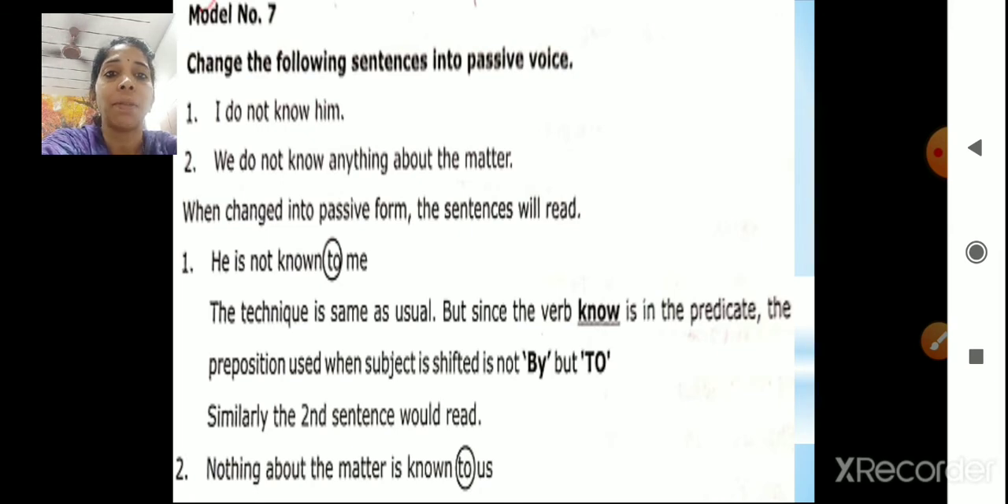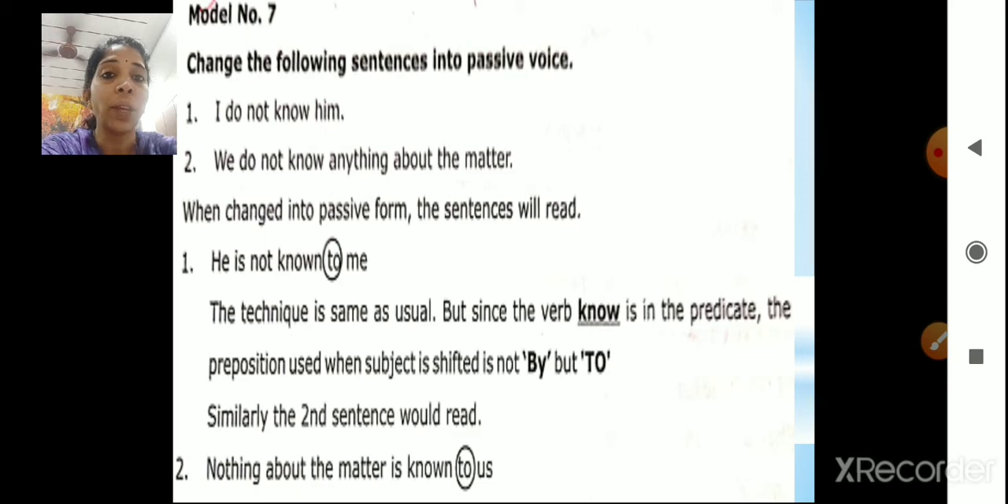Model number 7. Change the following sentences into passive voice. I do not know him. We do not know anything about the matter. When changed into passive form, the sentences will read. Now, if you might have noticed, these examples have the verb know. Let's see when we change this sentence into passive voice, what is the answer?